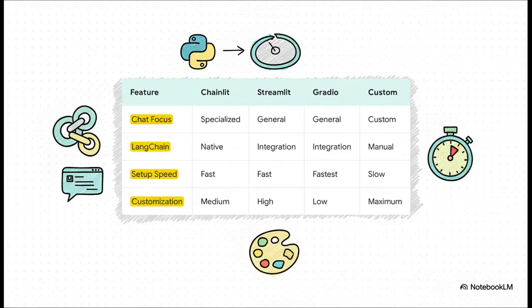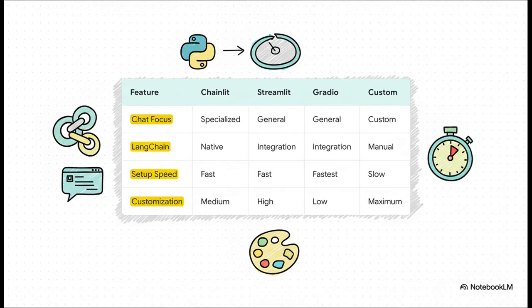See that first row, chat focus? That says it all. Chainlit is the only specialist in the group. Now look at setup speed. Yeah, Gradio is probably the absolute fastest way to get a super simple demo online, but Chainlit is right behind it. But here's the trade-off: customization.